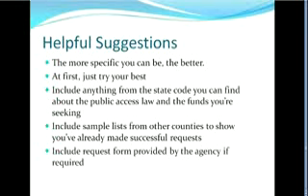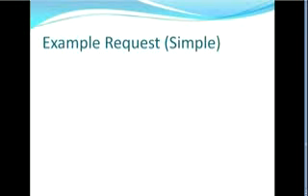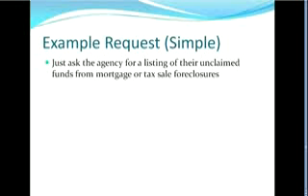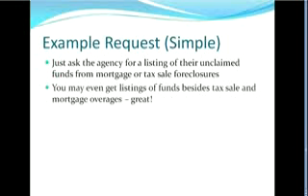So I have 3 example requests set up here. The first one is the one that you're getting with your resource section. Ask them for a listing of their unclaimed funds from mortgage or tax sale foreclosures. And you'd be surprised if you make your request a little more vague. Sometimes you can even get listings of funds besides tax sale and mortgage overages that the county's holding. So you never know what goodies you'll get.